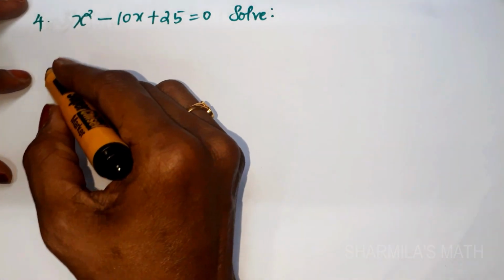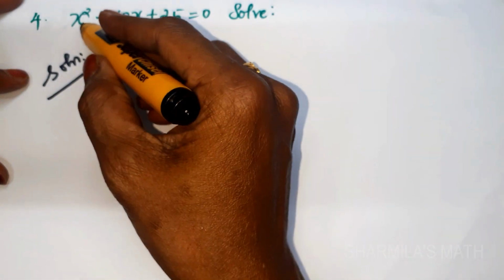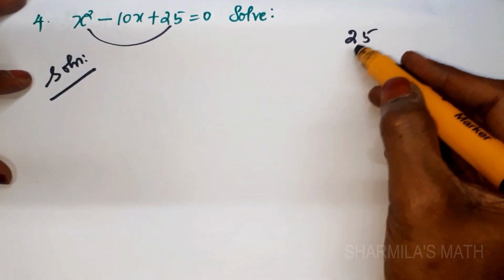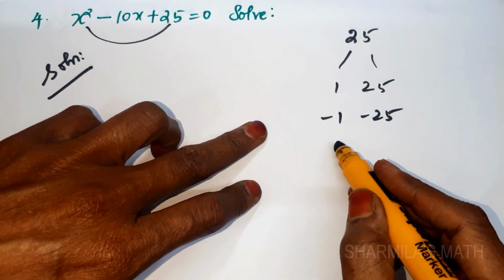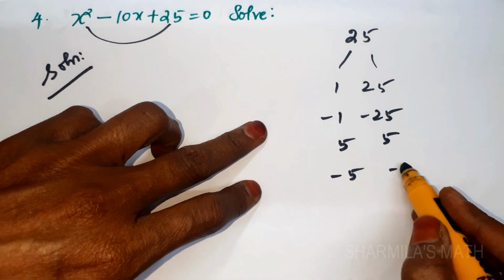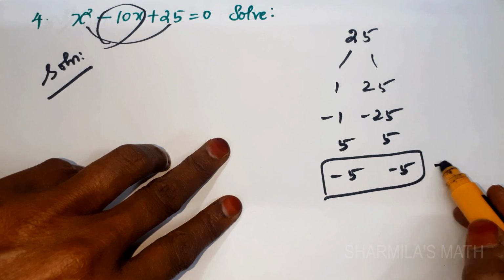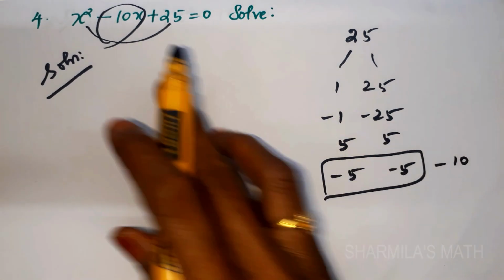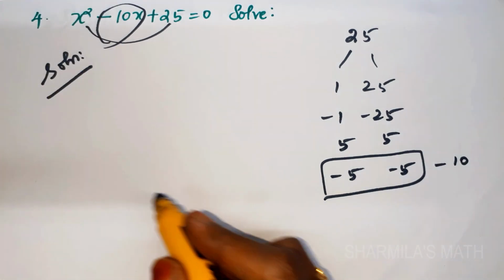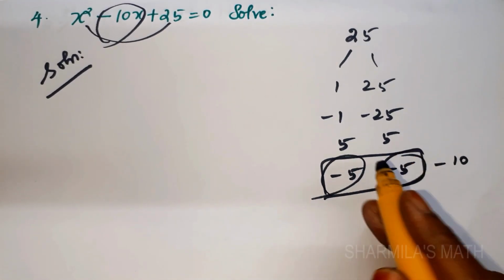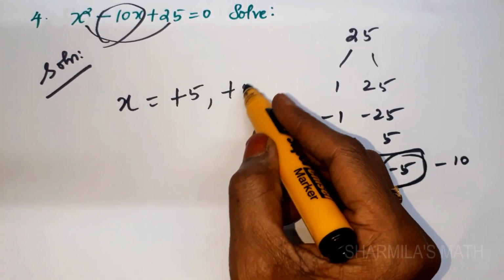The next problem what we have is x squared minus 10x plus 25. So when we multiply these two, it is plus 25. For 25, 1 25, then minus 1 minus 25, then 5, 5, minus 5, minus 5. We have the coefficient as minus 10, so we have to go with this. When we add this, it is minus 10, right? Since the coefficient of x squared is 1, from here itself directly we can give the roots. How can we write? What is the sign we have? Minus 5, minus 5. So the answer for this problem is plus 5 comma plus 5.